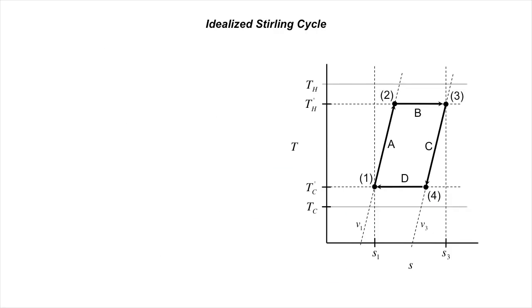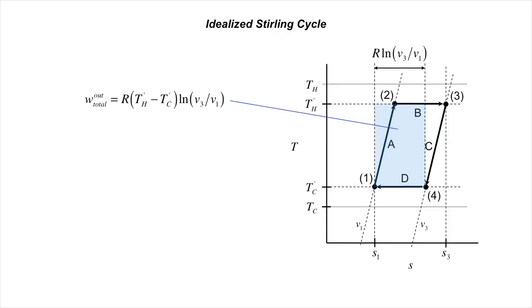Using a TS diagram once again, we can try to visualize what's going on graphically. Our idealized Stirling cycle is shown here. As we discussed, the work produced by this cycle is equal to the area inside the region traced by the fluid along its process path. Some of you might recall that the area of a parallelogram is the height times the base, which is Th prime minus Tc prime times S4 minus S1, which is R log of V3 over V1. So our area identity seems to apply here.